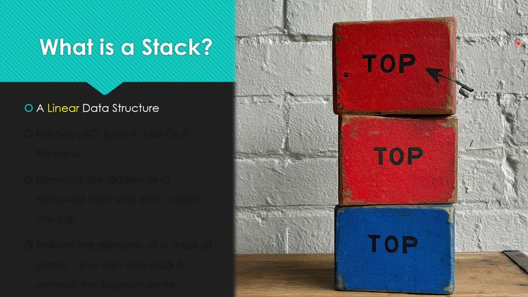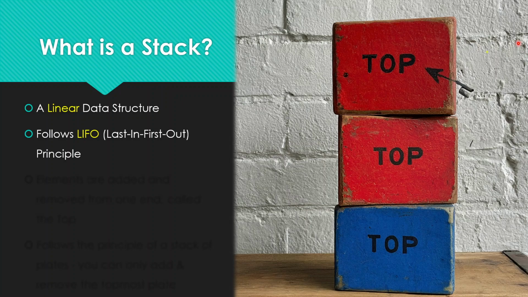So what is a stack? A stack is a linear data structure, meaning that in memory, the data is stored one after the other in contiguous memory locations. For you to be able to access the data, you have to move from one data segment to the next data segment. Now, what is important to remember is that a stack data structure follows what is commonly referred to as the last in, first out principle, LIFO.